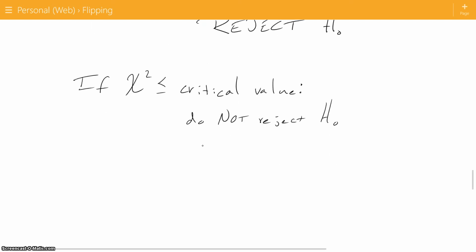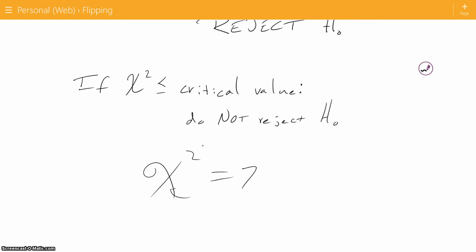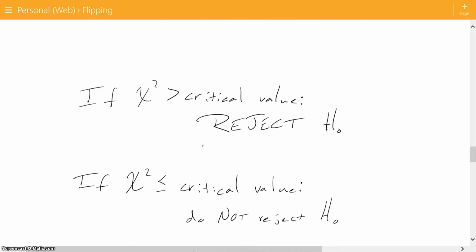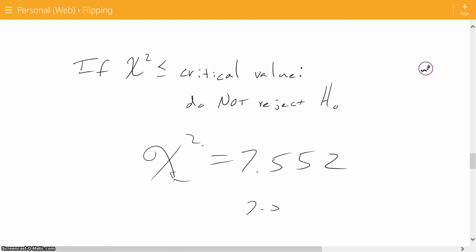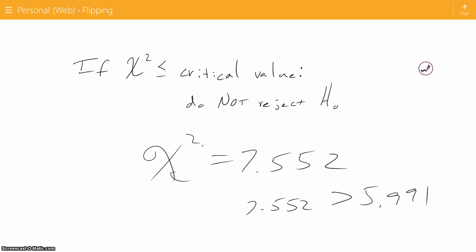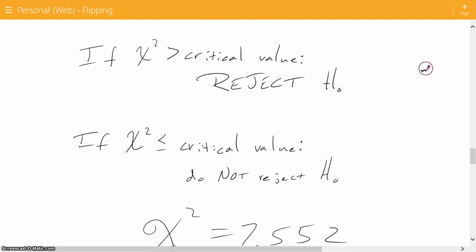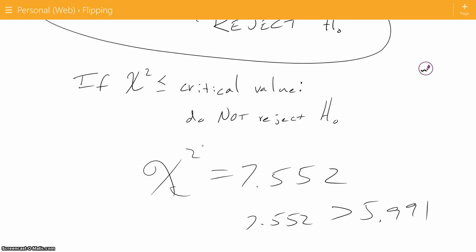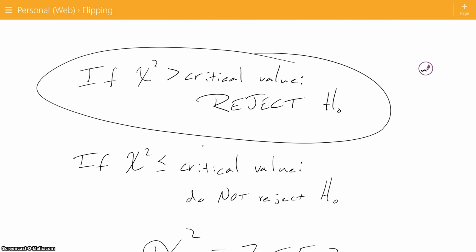So we saw that the chi-squared that we had was 7.552. Our critical value here is 5.991. So 7.552 is greater than 5.991. This is the case in this particular instance. Our chi-squared, 7.552, is greater than 5.991. Therefore, we reject the null hypothesis. We got that. All right.